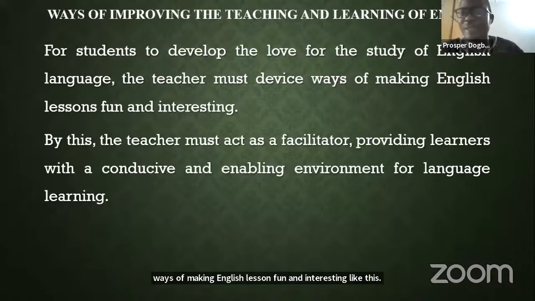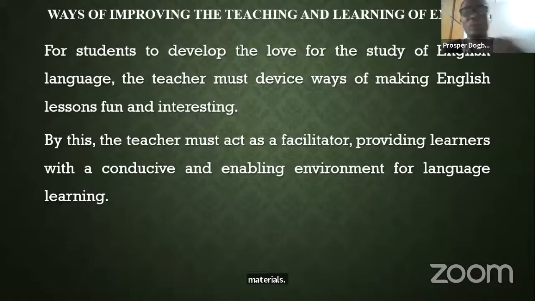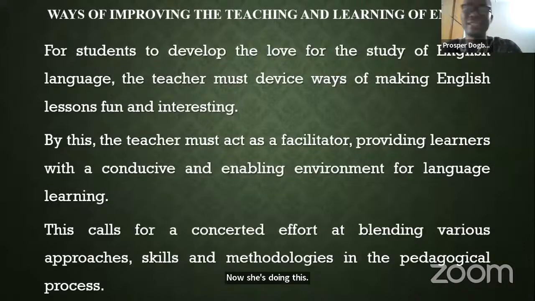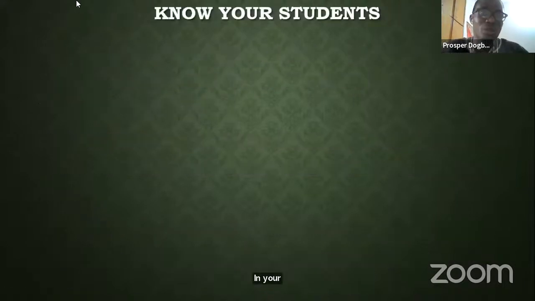That is, we only facilitate the teaching and learning process, the pedagogical process, by providing learners with a conducive and enabling environment for language learning. So it's not always the case that you have to stand in front of the students and be speaking and talking and all that. No, give them materials, provide them with the environment, let them explore, and they'll be able to learn on their own. Now, to do this, it calls for a concerted effort at blending various approaches, skills, and methodologies in your pedagogical process. And these are a few of the things that we want to look at.